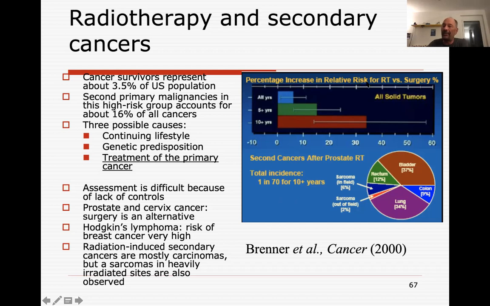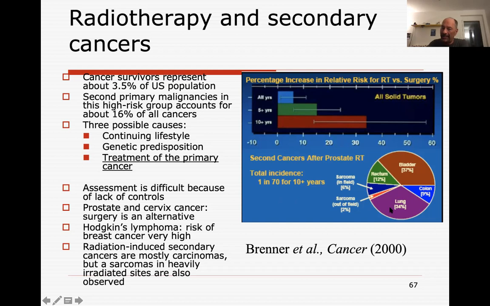Relative risk, radiotherapy versus surgery. You see that if you have more than 10 years, you have a very significant increase in the relative risk, 30%, even though there are large error bars, of the patients undergoing radiotherapy versus surgery.